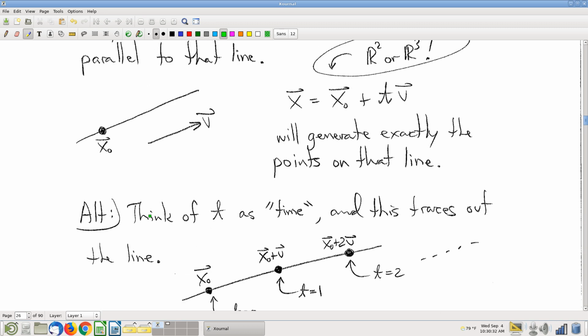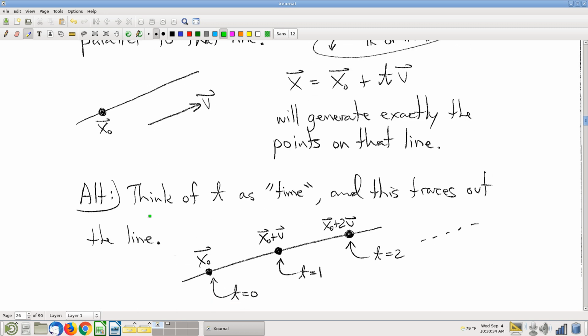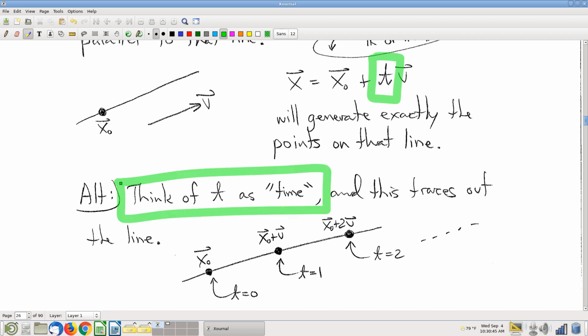How do you think about this? There's different ways you can think about it. Notice that in this description here, I did not make any specific interpretation of what t is, but it's very common and very often convenient to think of t as being time.